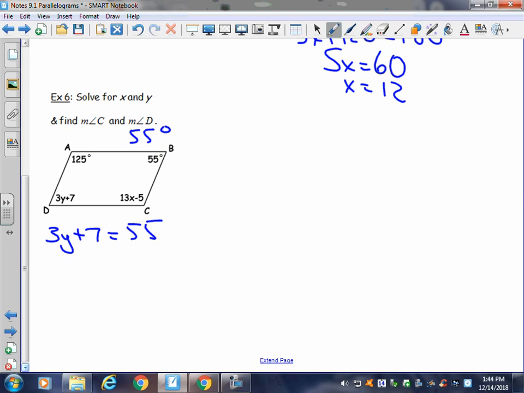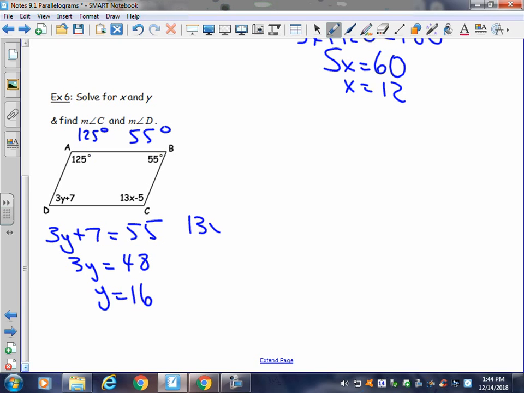Because they're equal. They're opposite angles. But I've got to solve for y, so 3y equals 48, y equals 16. I can do the same thing for the equal angles the other way. I know that C is 125 because it has to be equal to angle A.